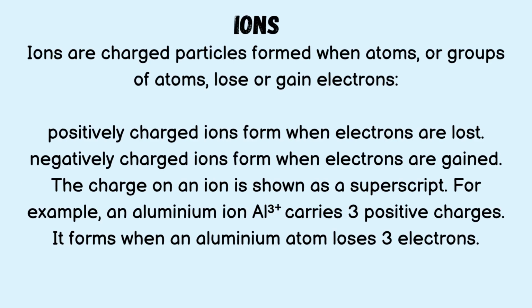What are ions? Ions are charged particles formed when atoms or groups of atoms lose or gain electrons. Positively charged ions form when electrons are lost. Negatively charged ions form when electrons are gained. The charge on an ion is shown as a superscript. For example, an aluminium ion Al3+ carries 3 positive charges. It forms when an aluminium atom loses 3 electrons.